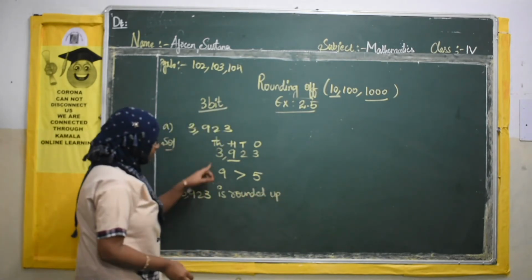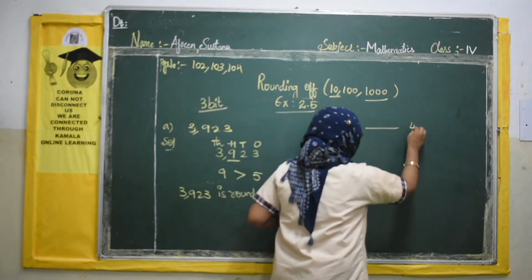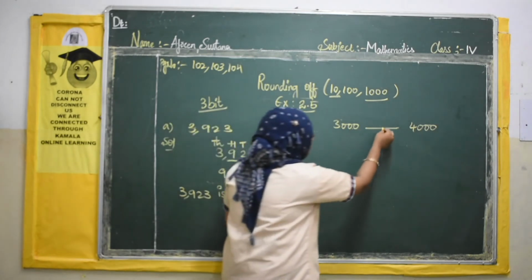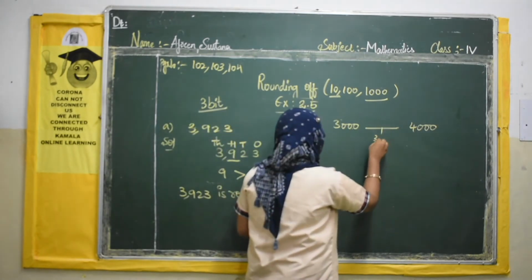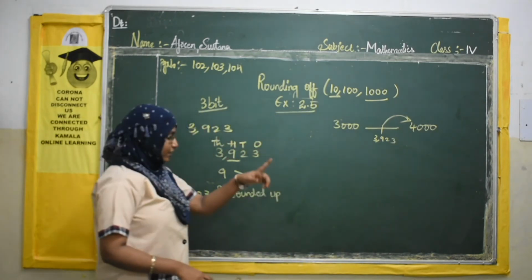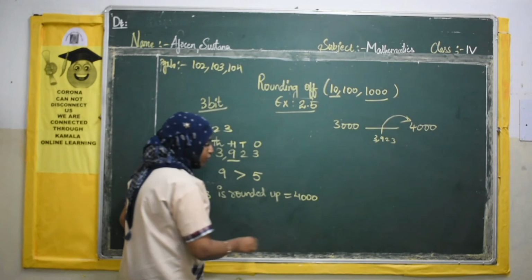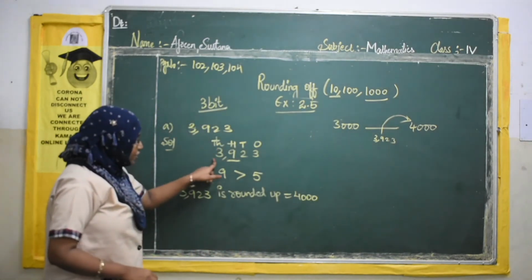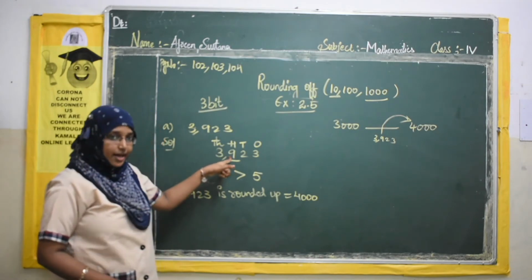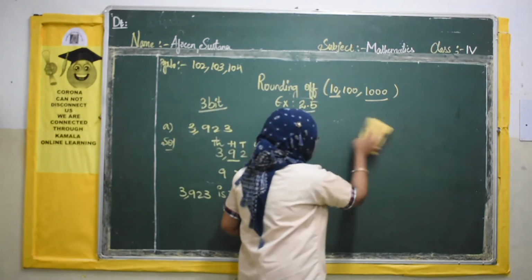Right? If you see, this value is in between 3000 and 4000. We said rounded up. So our value is somewhere here, right? 3923. So it has been rounded up. So the value is 4000. We will change the value of thousands, but we will consider the digit at hundreds place. Okay.